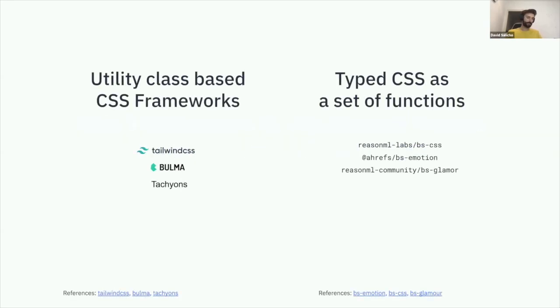So that was a little bit of context. When you write Reason, there are two ways of doing that, right? You have utility-based class CSS frameworks, which are not new, but have been a trend lately with Tailwind. And the other one is typed CSS as a set of functions. I tried to put the title out of them, but we can walk later through understanding them better. So these are the two options that most people recommend.